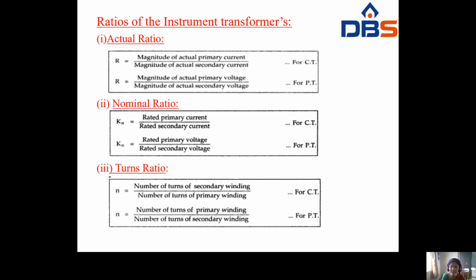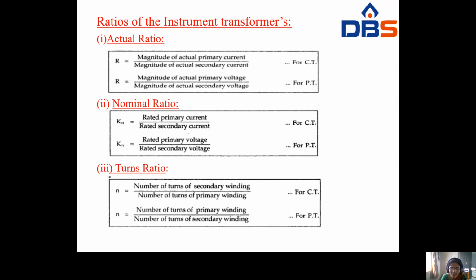Similarly, for a CT, that is a current transformer, you take it in terms of current. But for a potential transformer, the actual ratio is measured in voltage. So you write the magnitude of actual primary voltage divided by the magnitude of actual secondary voltage. These are the actual ratio formulas for both CT and PT. Next, you have to take the nominal ratio.